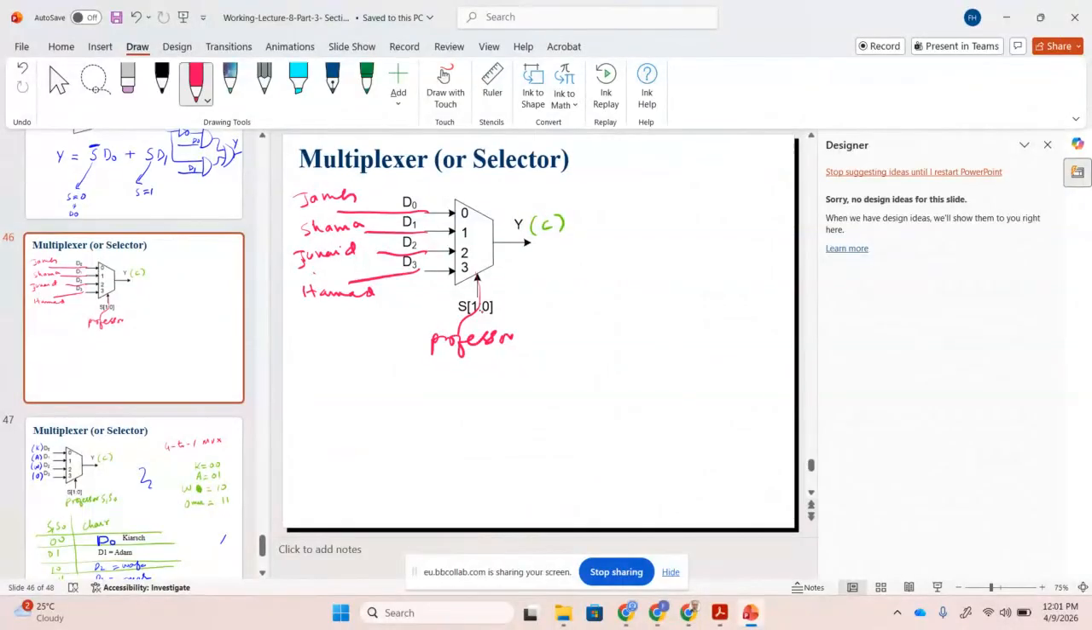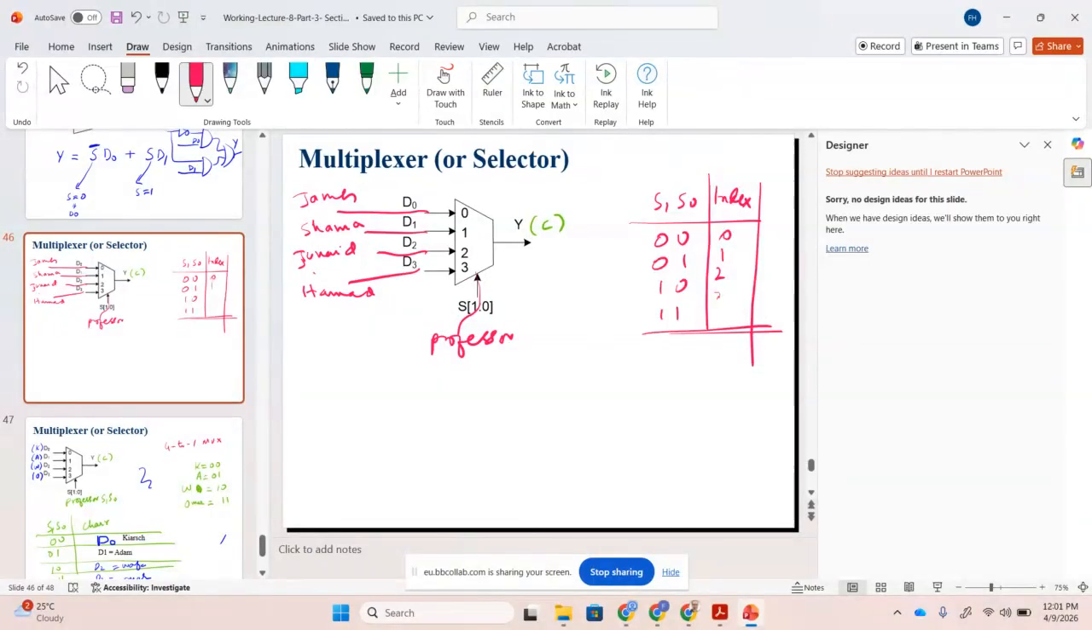So let's assume now the professor is 2 bits. Can you see here? So the professor has 2 bits, so we have S1 and S0. So 0 0, 0 1, 1 0, and 1 1. So what is the index? The index here is 0, 1, 2, 3. And who will sit on the chair? D0 will sit on the chair, D1 will sit on the chair, D2 will sit on the chair, and D3 will sit on the chair.